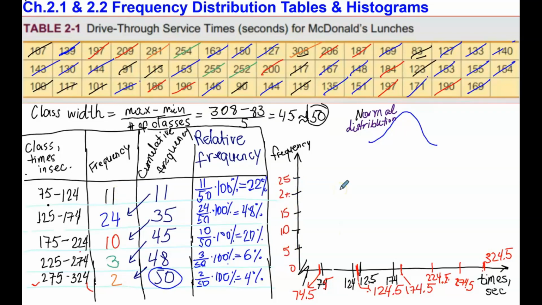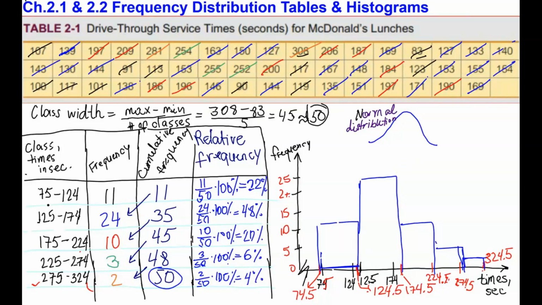Now let's raise the bars of the classes. The first class frequency is 11. We raise the bar to 11, which is a little bit more than 10. Next class frequency is 24. Next is 10. Next is 3. And the last one is 2. This is a histogram that shows the distribution of our data.